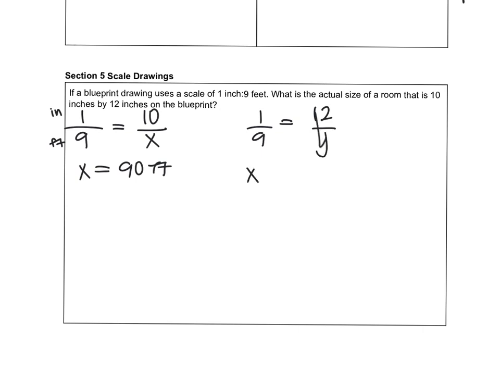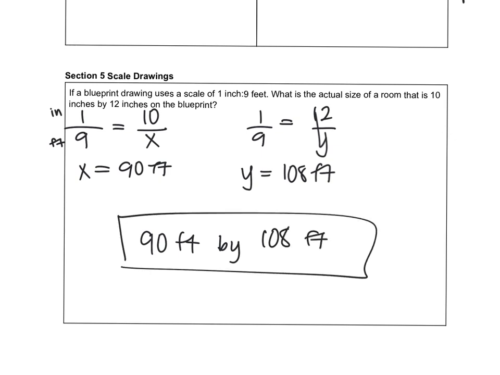And when we cross multiply, 12 times 9 is 108 feet. Again, it should be y. So our room is 90 feet by 108 feet.